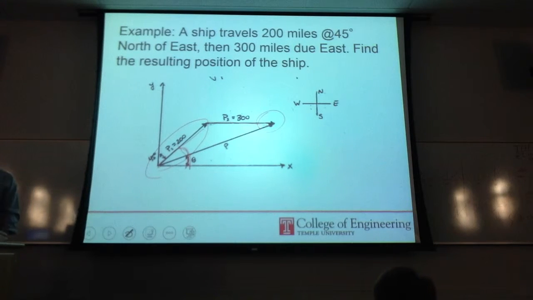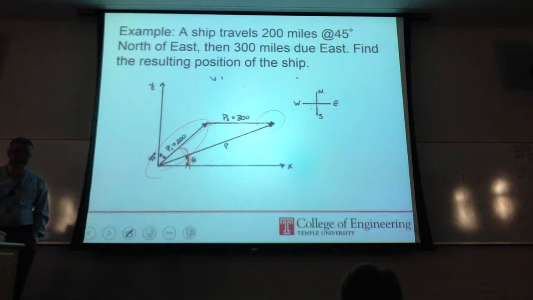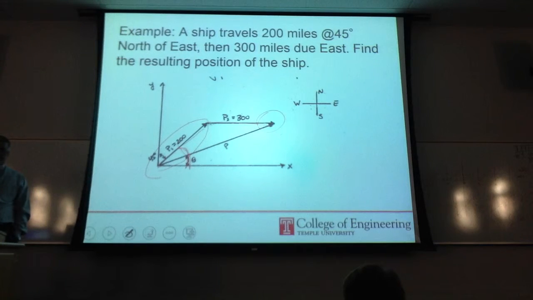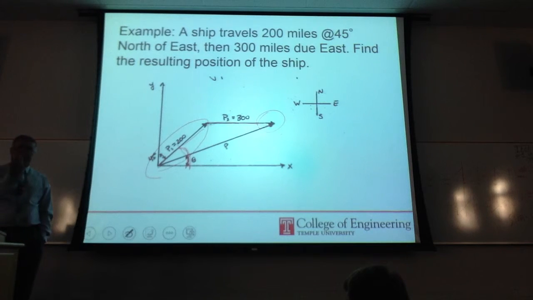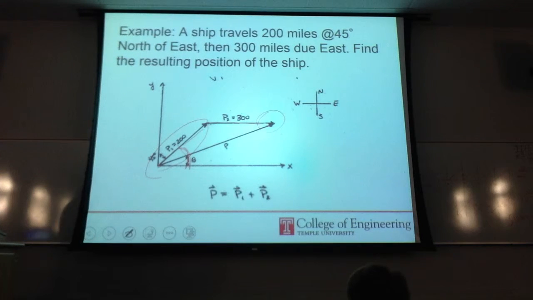P1 squared plus P2 squared, square root. Is that correct? No. So what is it then? Yeah, but I said I want to show it in a vector form. What is P equal to? That's right. We just did it. P1 bar plus P2 bar.